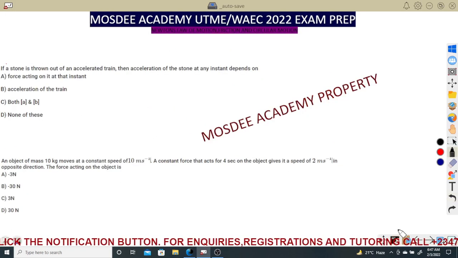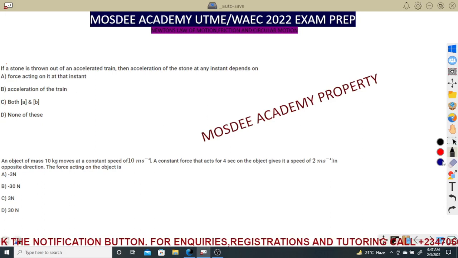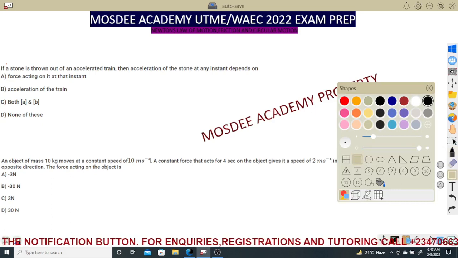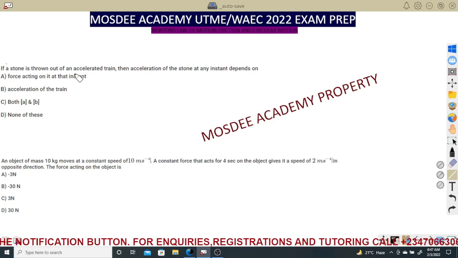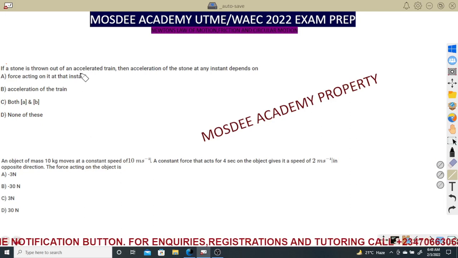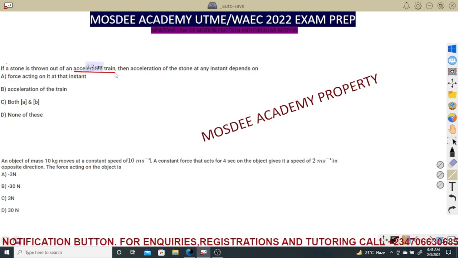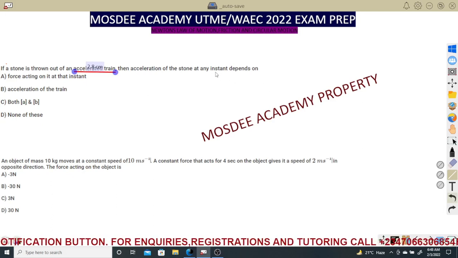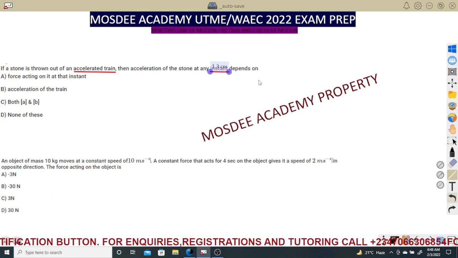The next phase. About the next question we have, if a stone is thrown out of an accelerated train, and a stone was being thrown out from an accelerated train, then the question is the acceleration of the stone. There is a stone that was thrown out inside a train that is moving. Then the acceleration of the stone at any instant depends on dash. This is still the same law we are talking about.